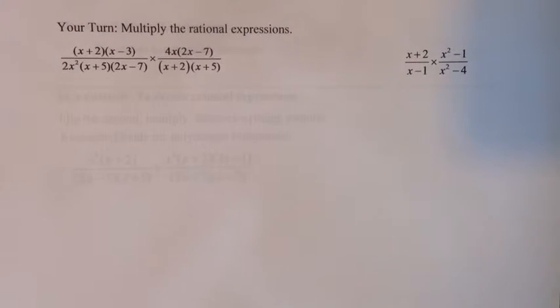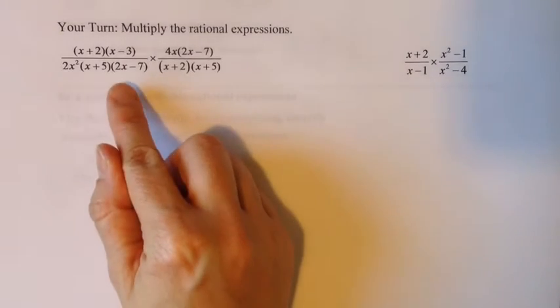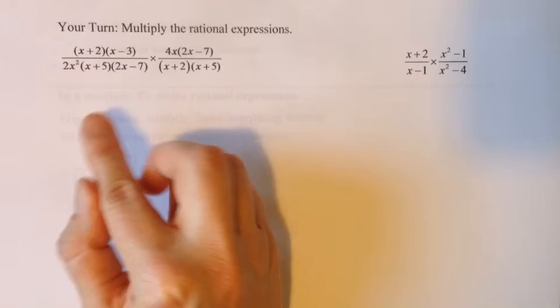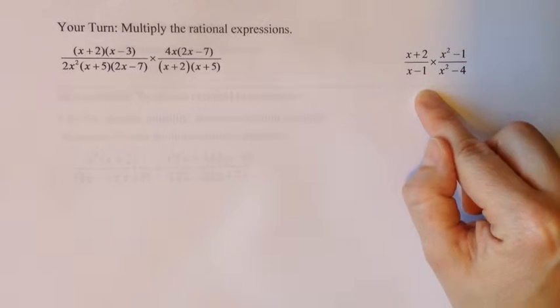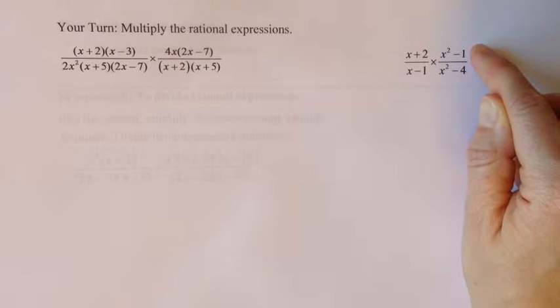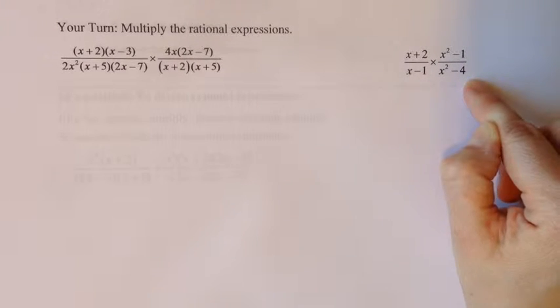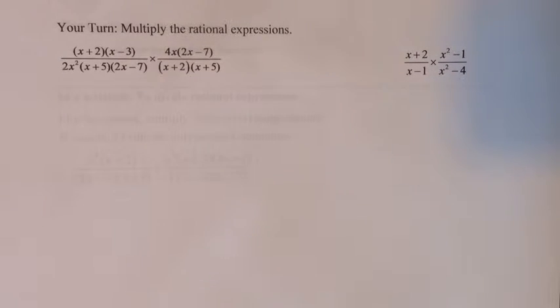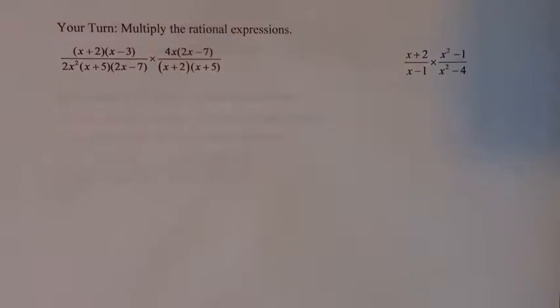And of course, now I have a couple problems for you to try. Before you start, notice that this problem has everything factored for you already, so all you need to do is multiply and cancel. And then this problem, you're going to have to do some factoring. And for this x squared minus 1 and x squared minus 4, let me give you the hint that you're going to want to try a difference of squares to factor that. So go ahead and pause the video, work on those problems, and then come back when you're ready.